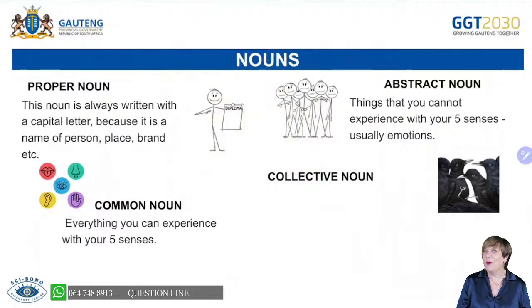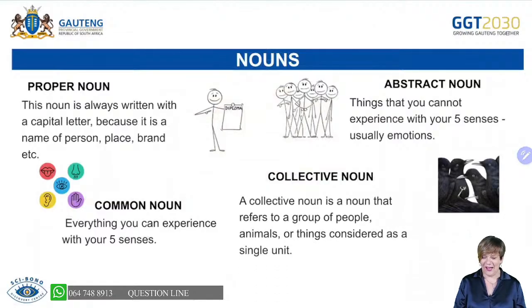So the proper noun is also extremely easy to recognize. It is always written with a capital letter. Why? Because it's the name of a person, a place, even a brand. They're easy to spot. That leaves us with a collective noun.